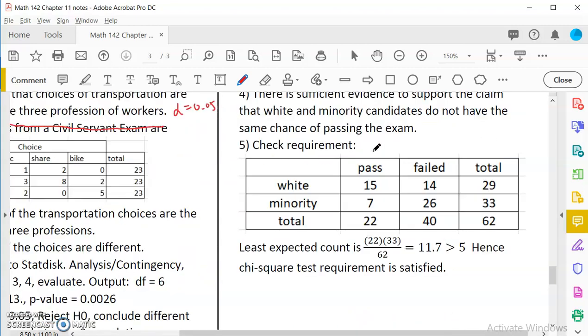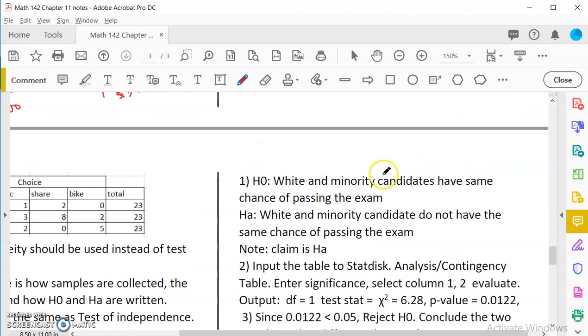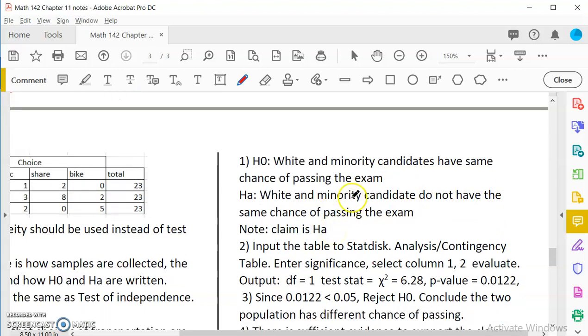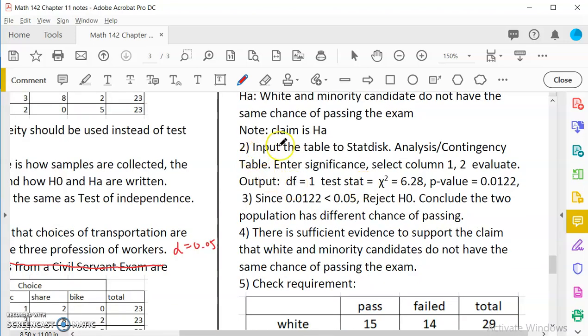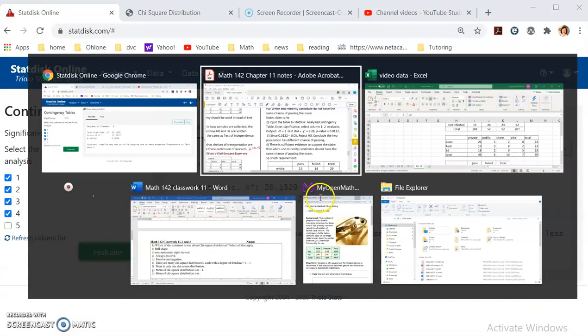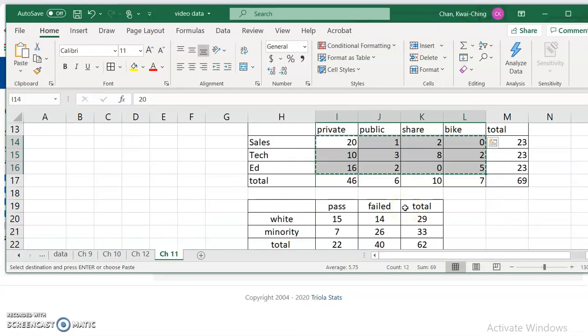So how do you persuade people that this is not because of sampling distribution? So you would do H0: white and minority candidates have the same chance of passing. H0 is always that there's no difference, the race does not affect it. And then the alternative hypothesis would be white and minority candidates do not have the same chance of passing. So the alternative is always expecting a chi-square value, and then our claim is HA. So we input the tables and then see what we can do. So the next one is this one.